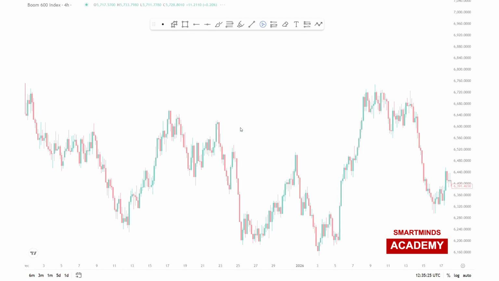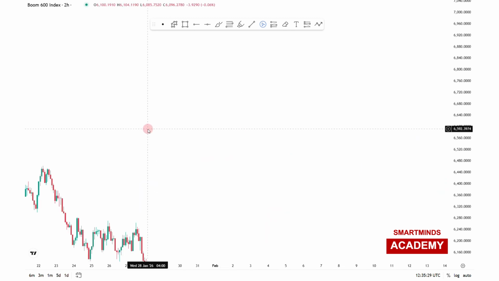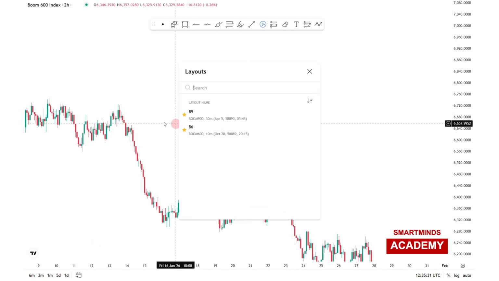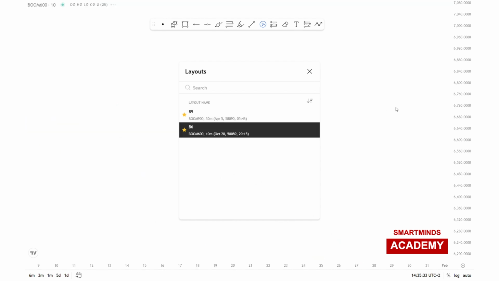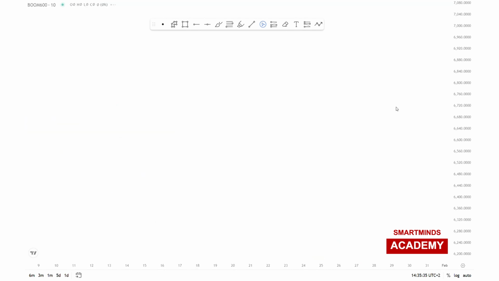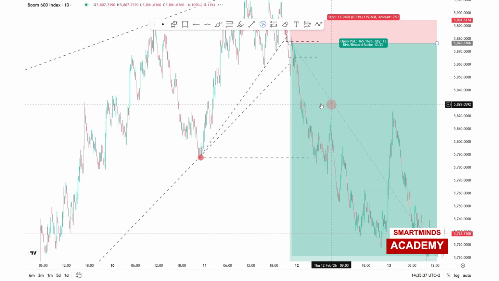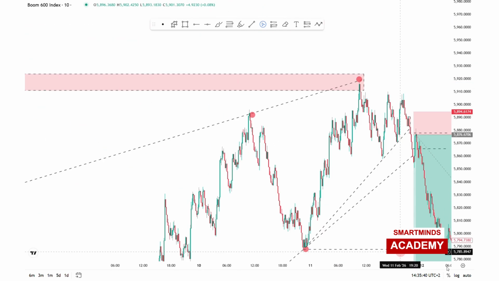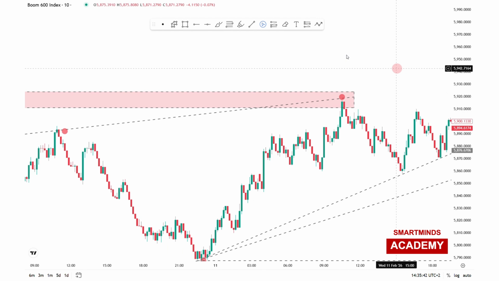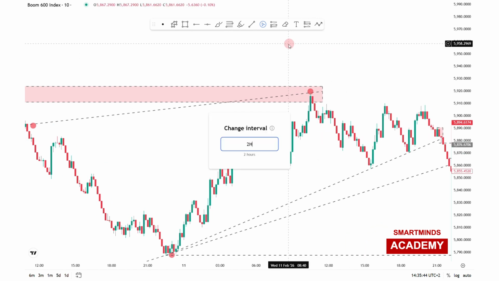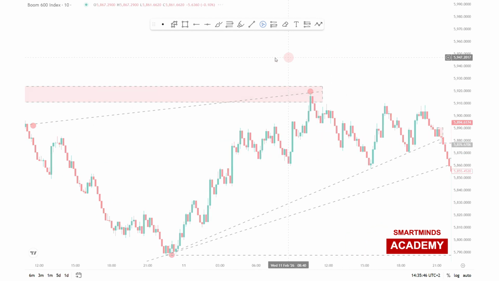4 hours Boom 600. I think I saw that somewhere. Check 2 hours. And this is the same setup that I shared. I might just share the trade from my saved screenshot. So here, let me do 2 hours on the same thing.